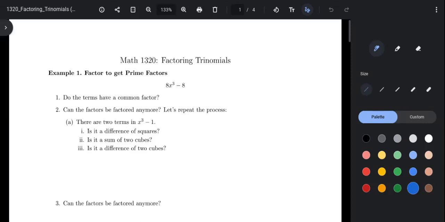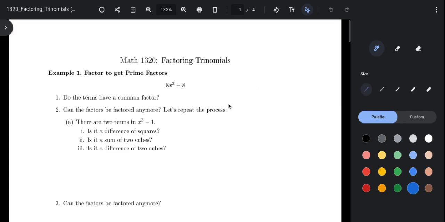Hi everyone! In this video, we're going to continue talking about strategies for factoring, and specifically we're going to look at those three different strategies for factoring our trinomials. And so the process that I'm going to follow as I'm thinking through these problems is going to be referring back to the flowchart that was seen in the factoring strategies video or worksheet, so you can reference those. The first example that we're going to look at is how we might have to use this process more than once to get prime factors.